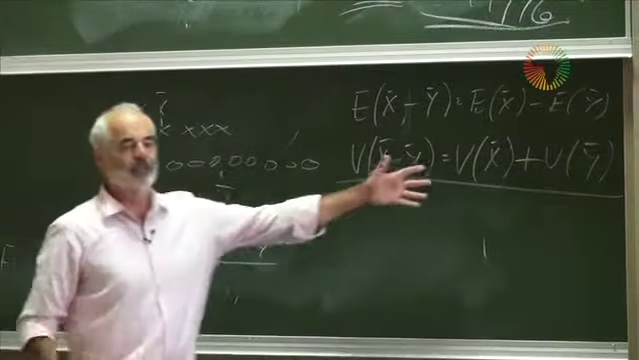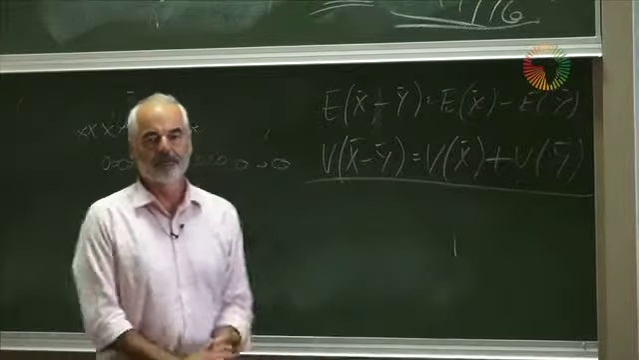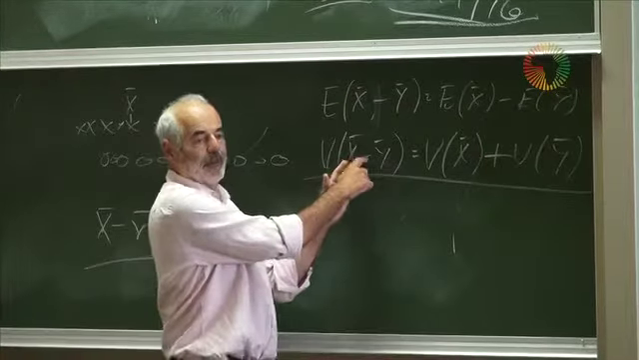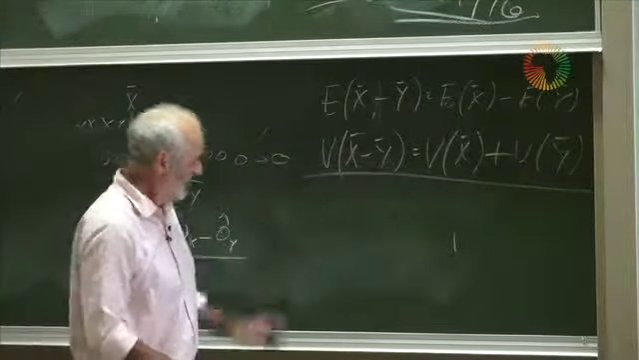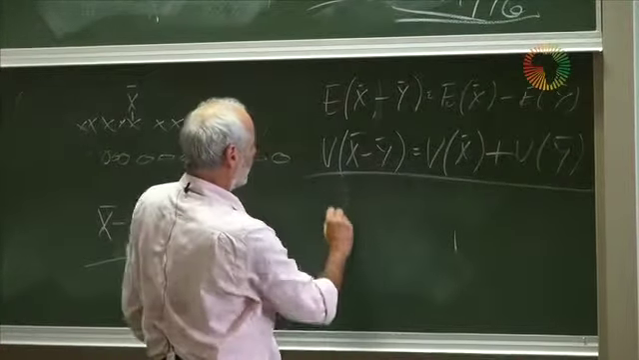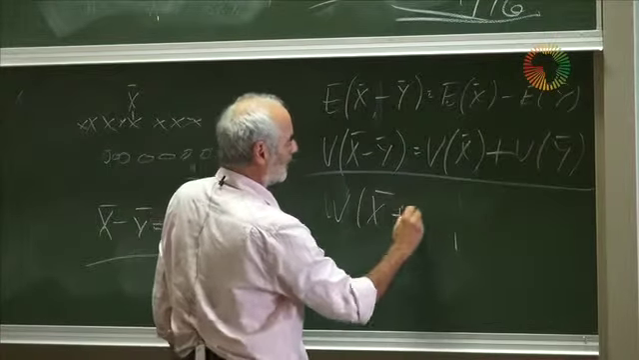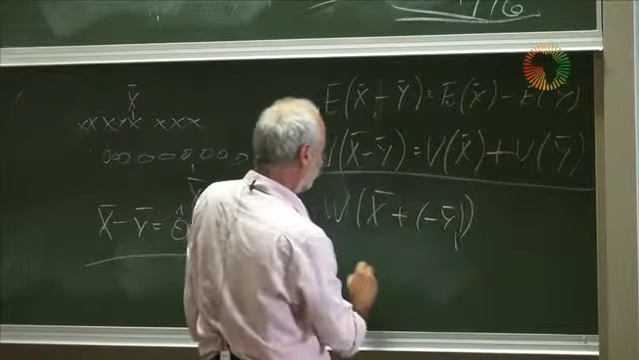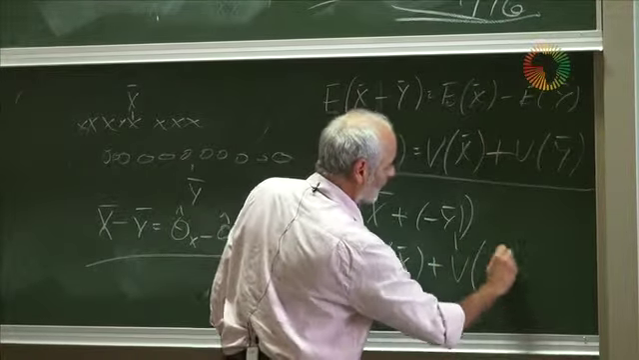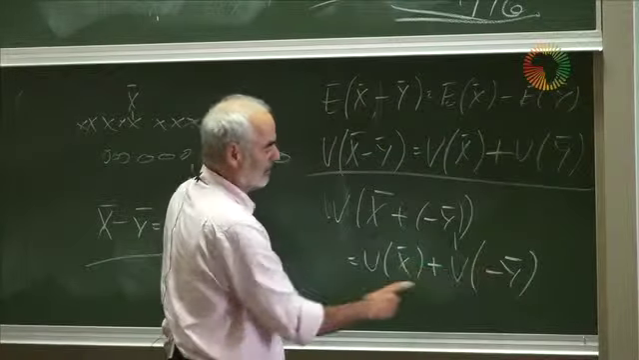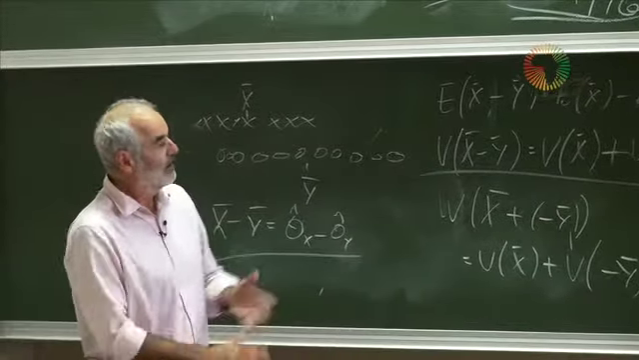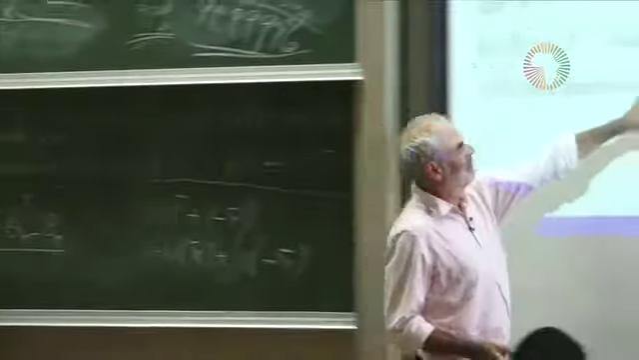Plus, it's very easy to make that mistake. You add the variances. Yes, it's because it's minus 1 squared. Exactly. So you can think of it as the variance of x bar plus minus y bar, which is the variance of x bar plus the variance of minus y bar, and the variance of y bar is just the same as the variance of y. So we subtract the means, but we add the variances.